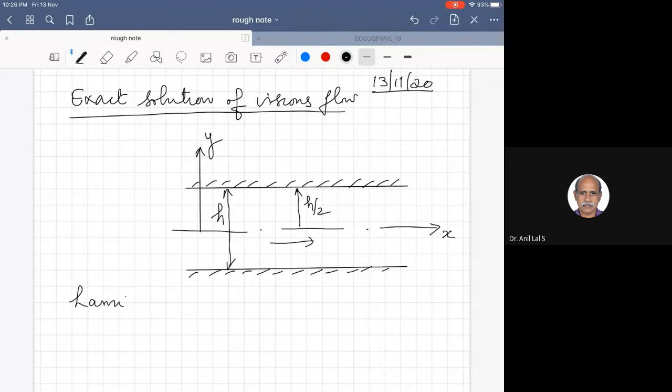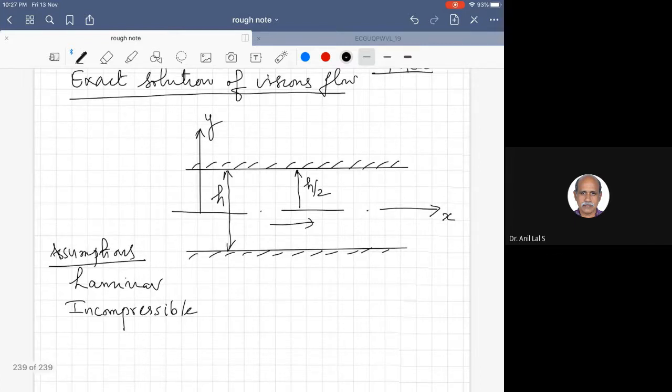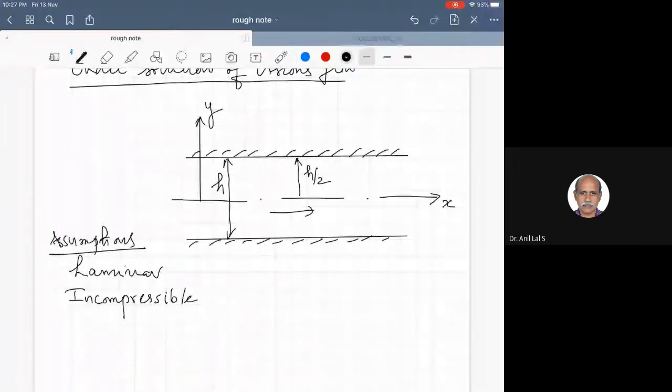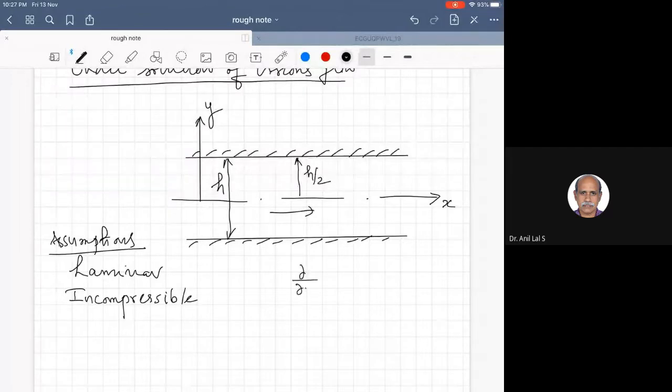laminar, then incompressible. So these are the assumptions. And we assume that it's actually a flow between two plane plates. That means it is extending in the z direction to a larger distance, so that we can assume the derivatives in the z direction are equal to 0, and also the velocity component of fluid motion along that direction is also equal to 0. So that way we are assuming two-dimensional flow in the xy plane.